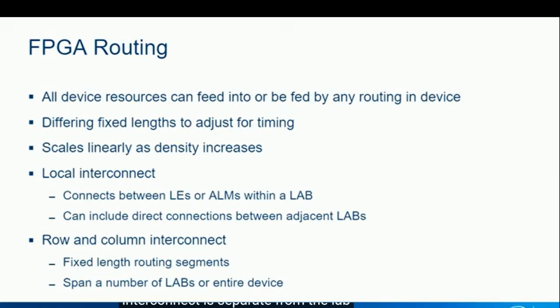The other type of interconnect is the row and column interconnect. This interconnect comes in fixed lengths and spans either a select number of labs or the entire length or width of the device. Lab I/O can connect to the local interconnect for high-speed local operation or directly to the row and column interconnect to transfer data to other parts of the chip.